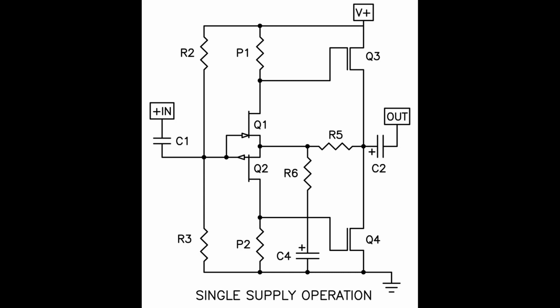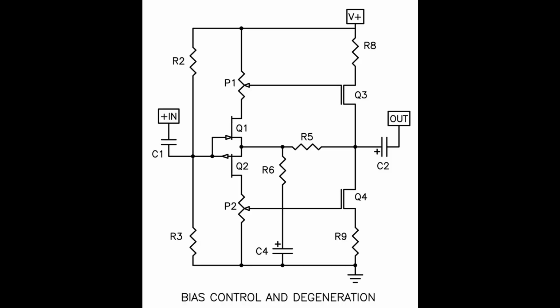This amplifier runs off of a single supply and is necessarily coupled at the input and output through capacitors, C1 and C2. The feedback resistors, R5 and R6, are also capacitively coupled to ground through C4, along with resistors R2 and R3, which provide a reference midpoint voltage. The amplifier output will settle into a DC voltage which is halfway between ground and V+. Resistors P1 and P2 are now potentiometers that will be adjusted to set the idle current of the output MOSFETs.